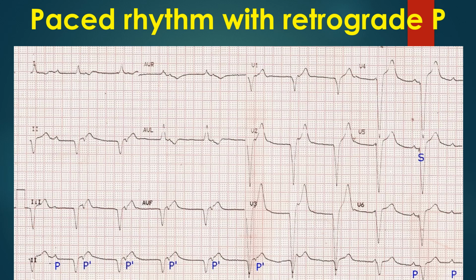Here is an ECG with paced rhythm and retrograde P waves. It can be seen that the VA interval is short and the AV interval is long, which gives rise to unfavorable hemodynamics. In fact, there will be regular cannon waves in this case of VVI pacing.